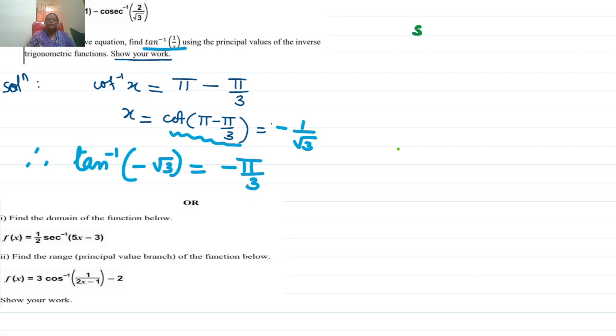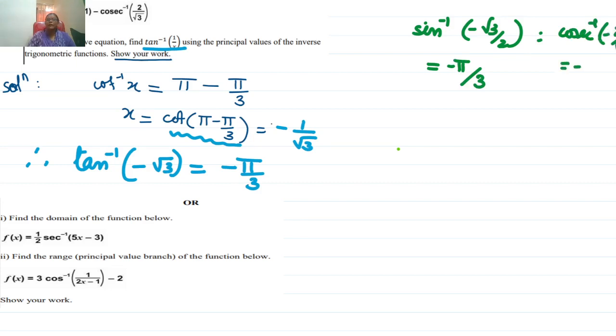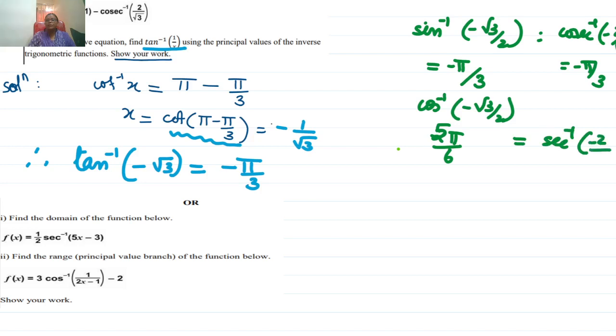If you have sine inverse of minus root 3 on 2, then in that case, this corresponds to the angle minus pi on 3. Likewise, if you have cosec inverse of minus 2 on root 3, this will also be minus pi on 3. If you have cos inverse of minus root 3 on 2, this is 5 pi on 6, sorry, it's 5 pi on 6. Similarly, this is also equal to sec inverse of minus 2 on root 3.